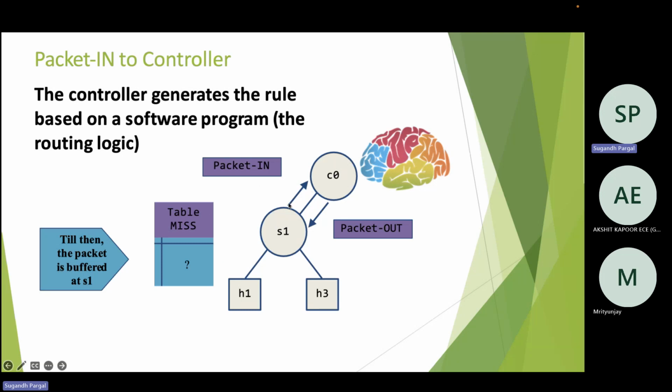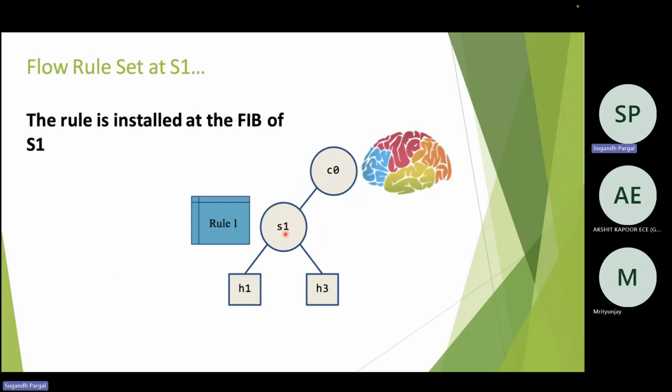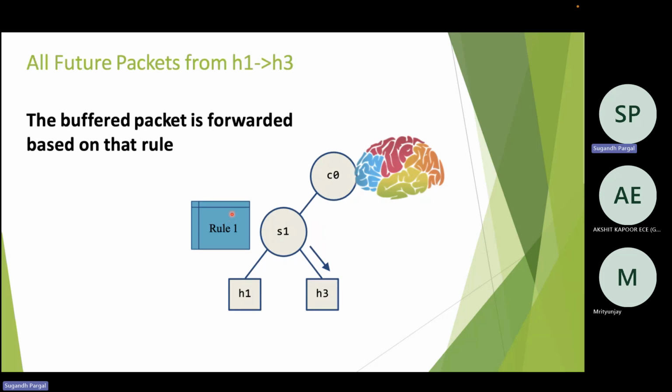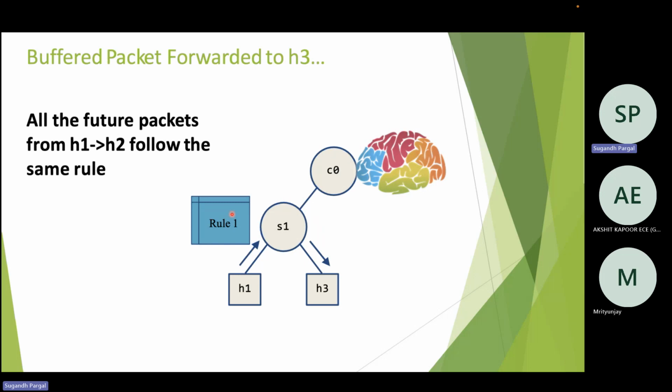Then the controller sends the rule, after the request from S1, back to S1. Till that time the packet is buffered at S1. Okay, I hope everyone is clear till here. The packet is still buffered as it is a table miss, and when the information is received at S1, it results in a table hit and the rule is installed at the FIB of S1 as rule 1, and the buffered packet is forwarded based on that particular rule. All the future packets from H1 to H3 will follow the same rule.